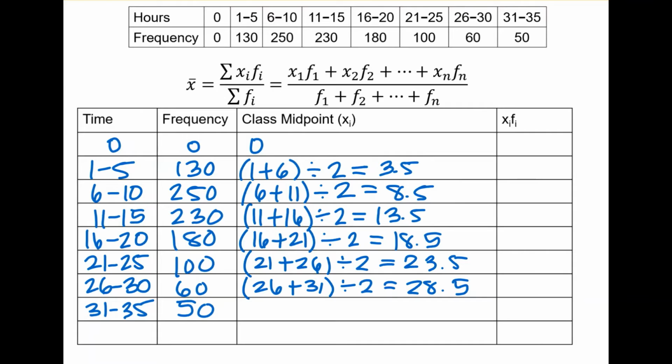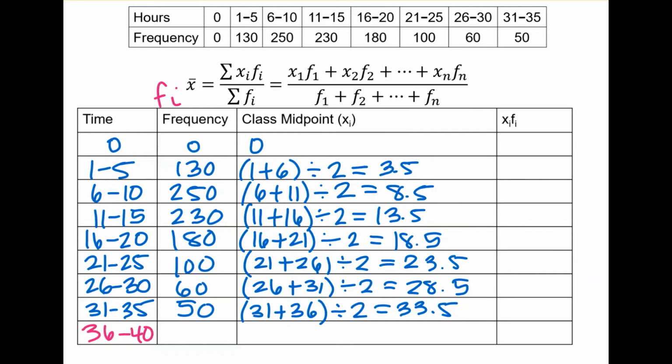To find the class midpoint for the class of 31 through 35, remember that we need the next lower class limit. So if this data continued, the next class would be 36 through 40. So we create a new class. Now to determine the midpoint, we add the two lower class limits, and this is 31 plus 36 divided by 2, which is 33.5. Remember that the class midpoints are the xi's in the formula, and the frequencies are the fi's.